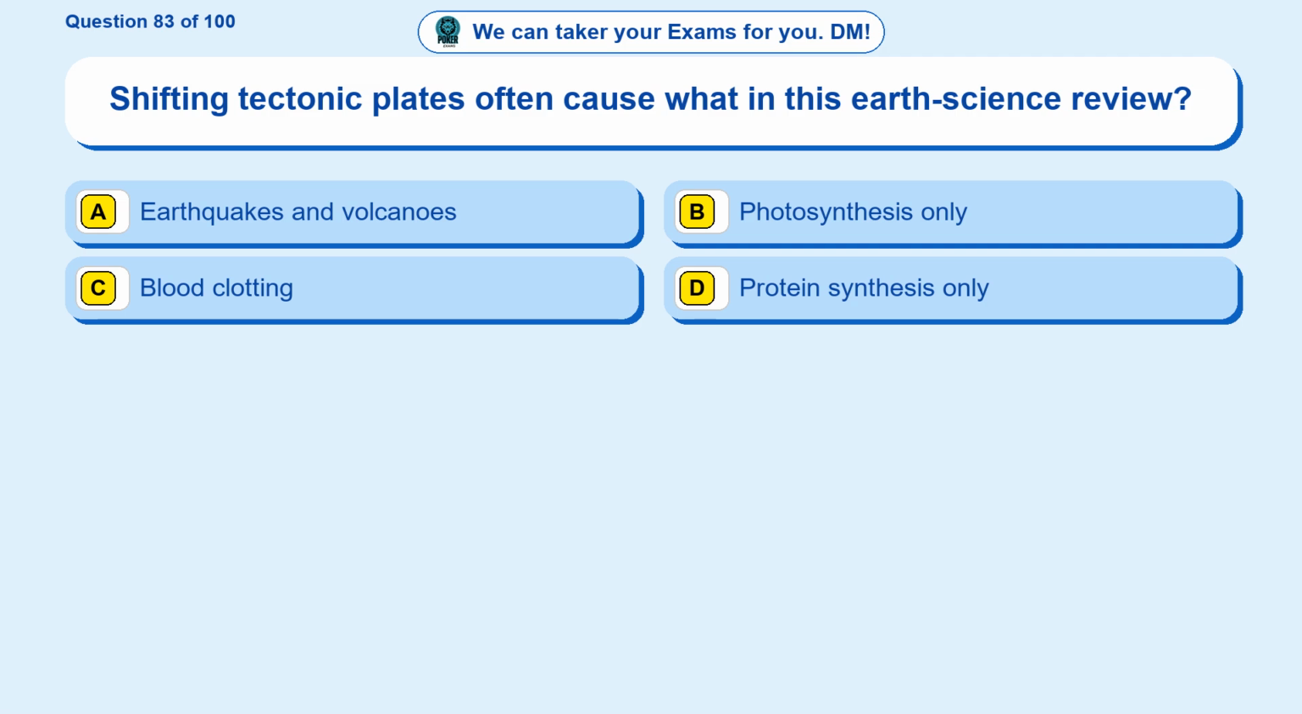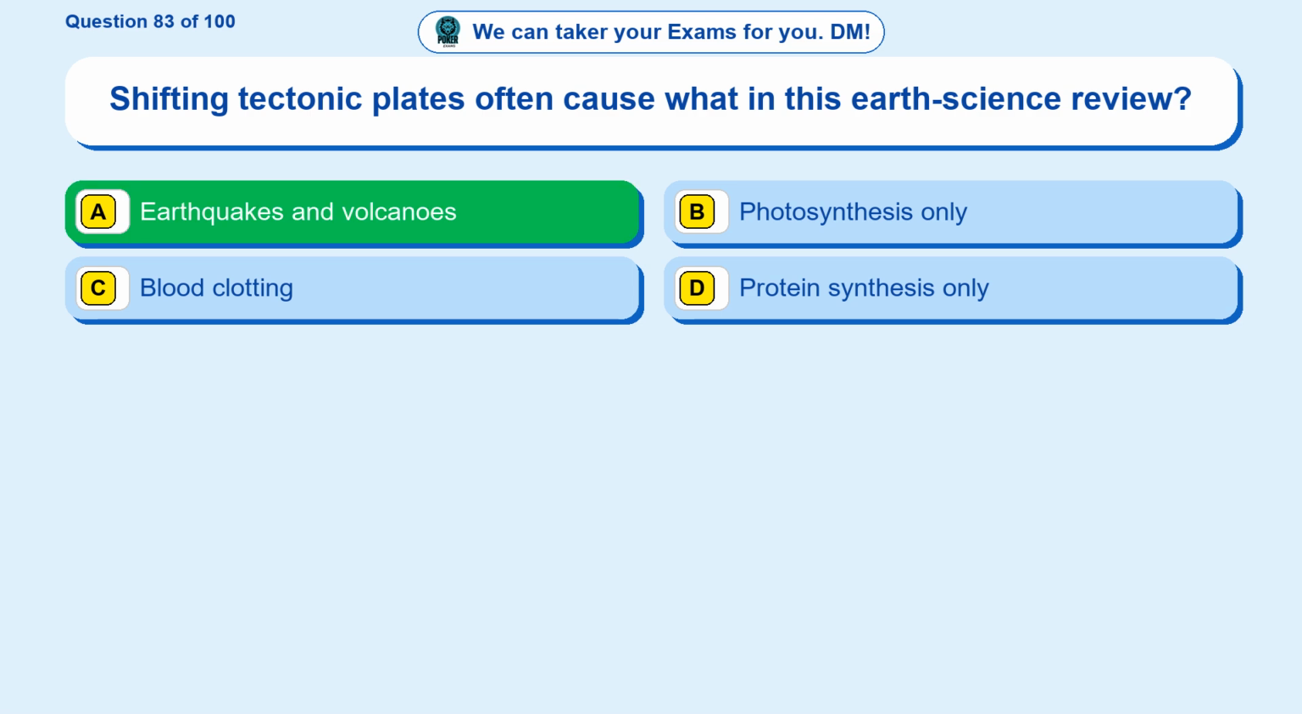Question 83. Shifting tectonic plates often cause what in this Earth Science Review? Option A, earthquakes and volcanoes. Option B, photosynthesis only. Option C, blood clotting. Option D, protein synthesis only. The correct answer is option A, earthquakes and volcanoes.